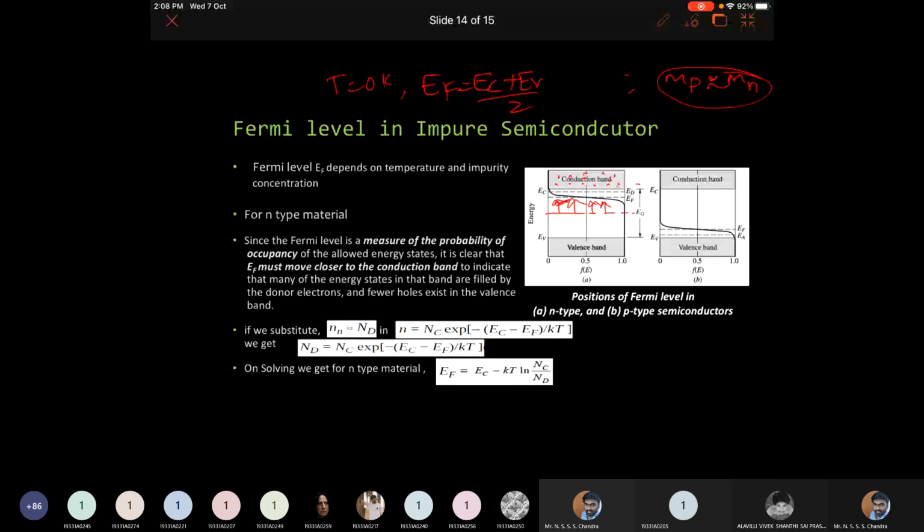Similarly, if you take a P-type semiconductor, most of the electrons are occupying the energy levels of the acceptor ions.